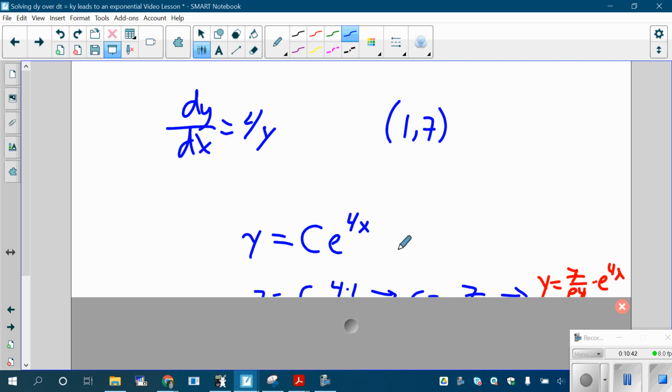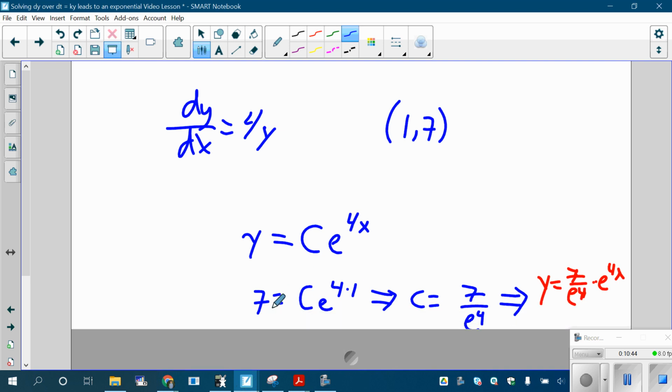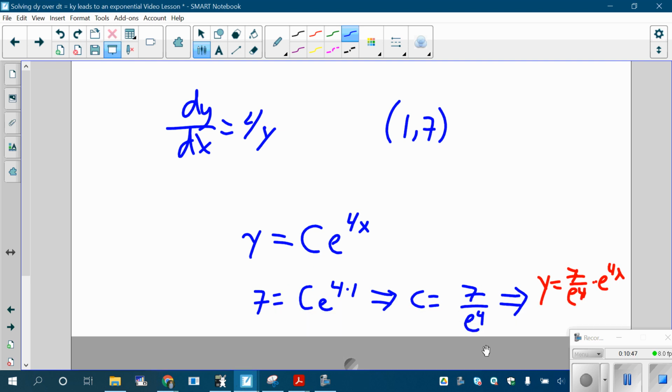Well, I'm going to plug in this point, 1 for x, 7 for y. I'm going to solve for the c, and I'm going to have my solution right here. Okay. I didn't have to separate the variables. This took me 30 seconds to solve at most.